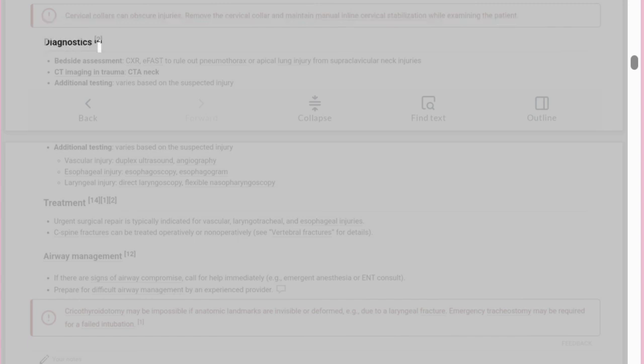Diagnostics. Bedside assessment, CXR, and EFAST to rule out pneumothorax or apical lung injury from supraclavicular neck injuries. CT imaging in trauma, CTA neck. Additional testing varies based on the suspected injury.